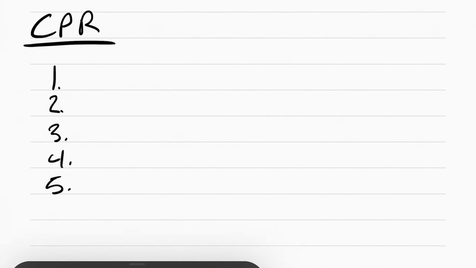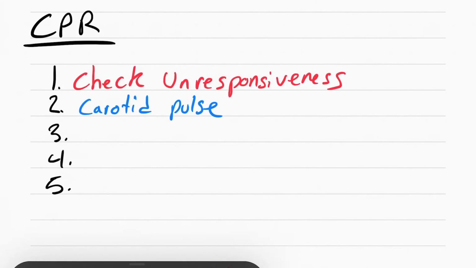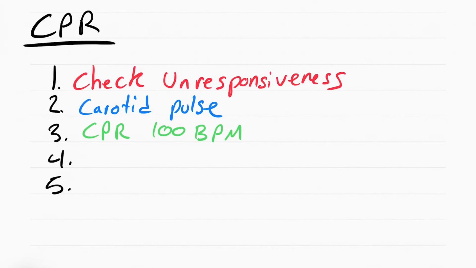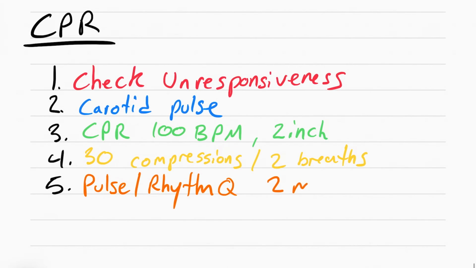The other part of scream is CPR. The first step for CPR is checking for unresponsiveness, meaning you go up to the patient and see if they're even responsive. If they're unresponsive, then you want to check a pulse. If the patient has no pulse, then you want to begin CPR at 100 beats per minute, making sure you press down at least 2 inches. You want to make sure you give 30 compressions for every 2 breaths and that you check the rhythm or pulse every 2 minutes.